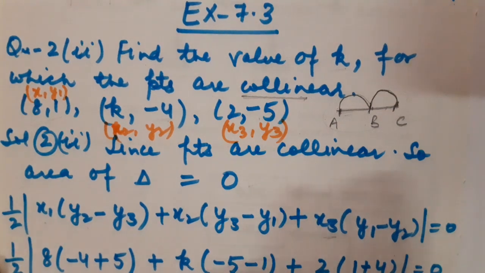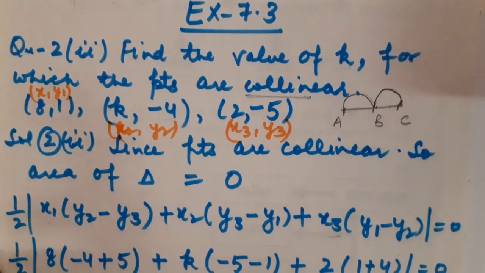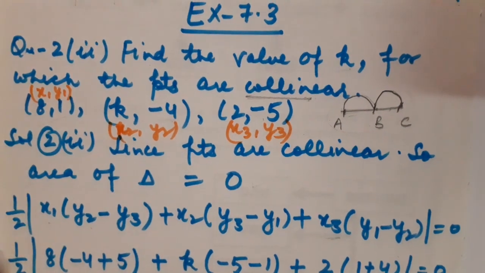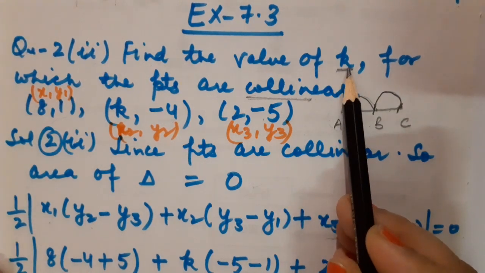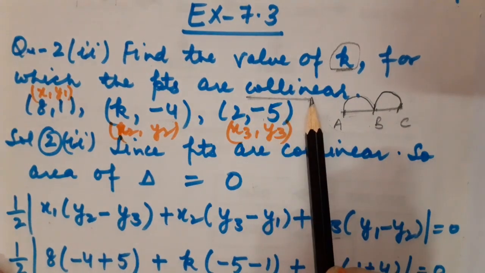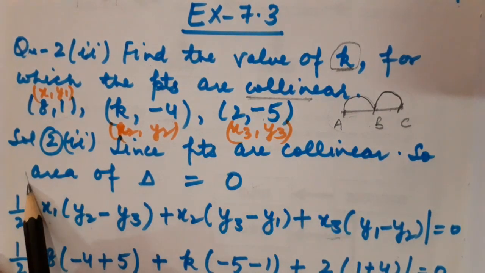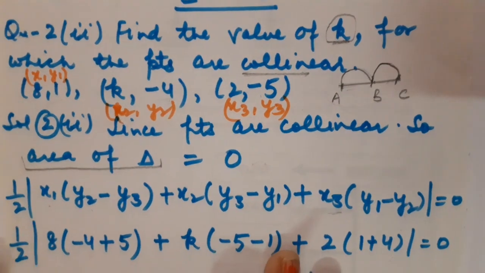Through this, you will come to know how to calculate the area of a triangle using the derived formula which I have just taught you. Ultimately, we will also be able to calculate the value of this unknown variable. Why? Because the points are collinear. If the points are collinear, then we can say that the area of the triangle must be equal to 0. So let us put the values.